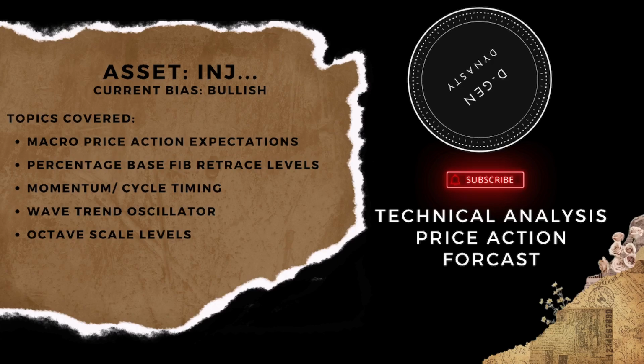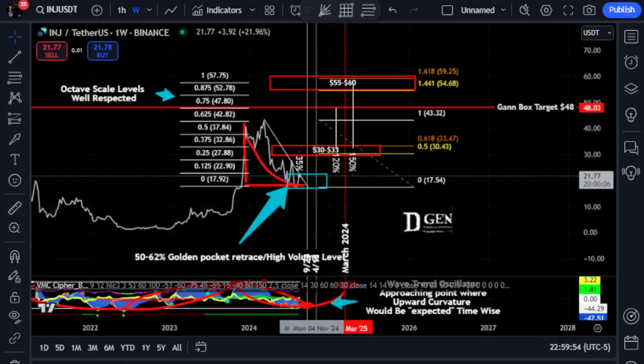So what is on that forecast? My macro expectations are a rotation to the upside. I've got my regular percentage fib-based retrace levels, our momentum time cycle, the wave trend oscillator, and our octave levels. So let's go right into a blank chart, and we will break down how I am putting that together.